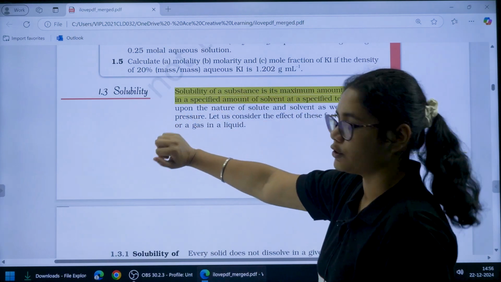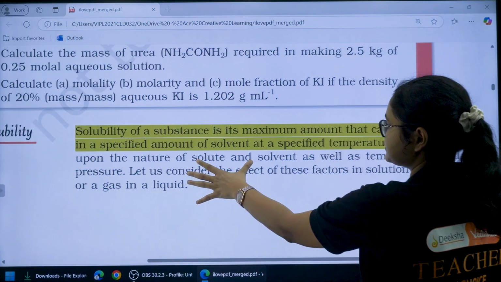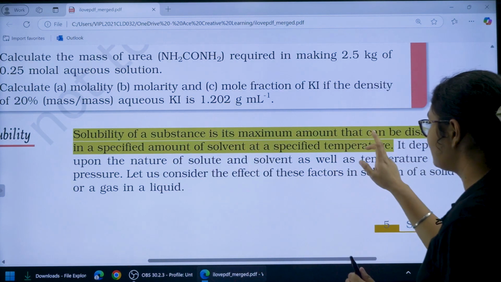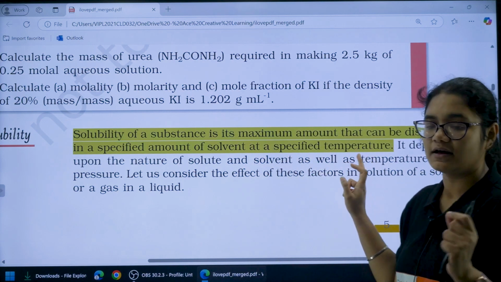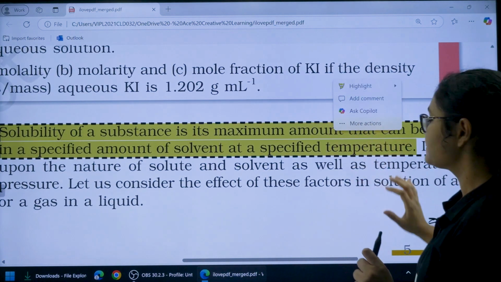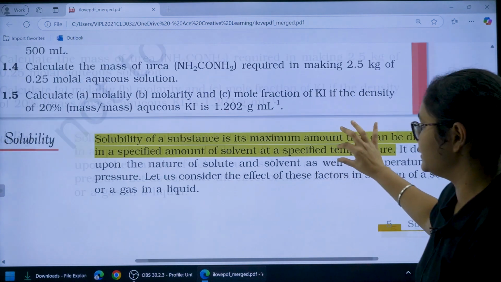Now we will come to solubility. Again there is a definition of solubility, and a question can be asked from here. The solubility of a substance is its maximum amount that can be dissolved in a specified amount of solvent at a specified temperature. I hope this is visible. This is the definition that you need to remember about solubility.